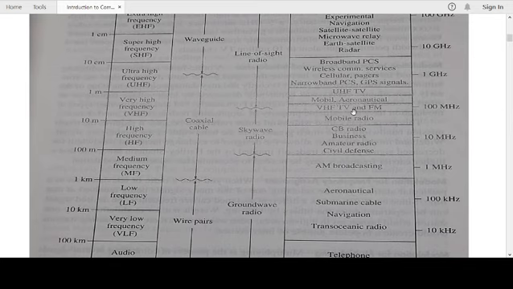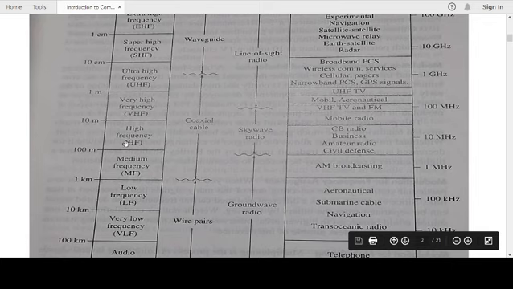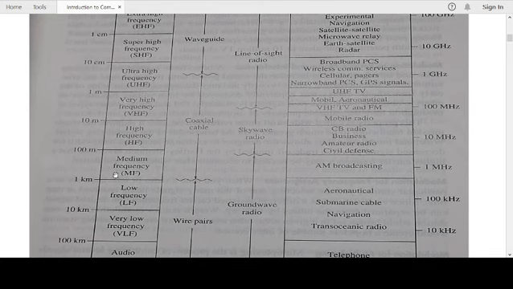Around 30 megahertz or so, we have certain kinds of mobile radio, disaster management radio, and at 100 megahertz, VHF television and frequency modulated systems. This band is known as medium frequency, high frequency, and very high frequency, in short form HF to VHF.